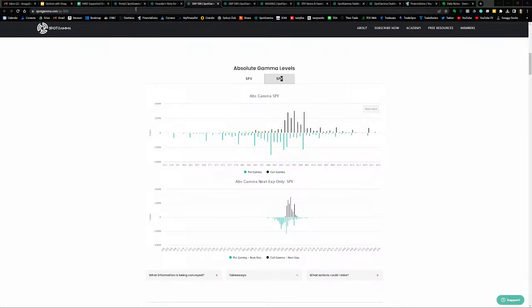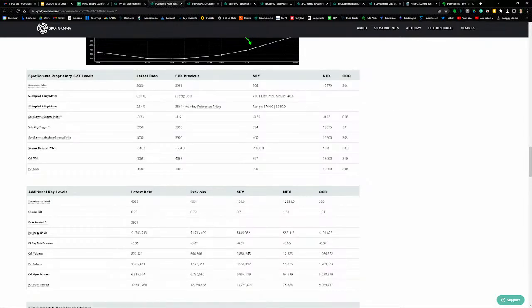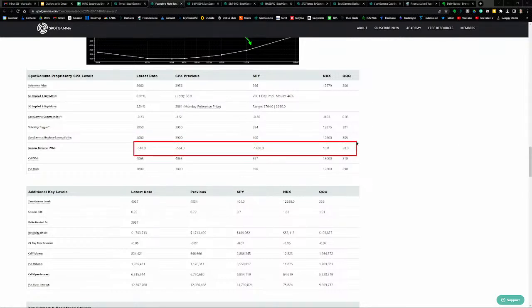All right, let's take a look at data now. This is the founder's note, SpotGamma AM founder's note. And I look at the gamma notional every day. This is market makers' position on the gamma curve. This is SPX in the left column, SPY in the middle column, and QQQ in the far right column.